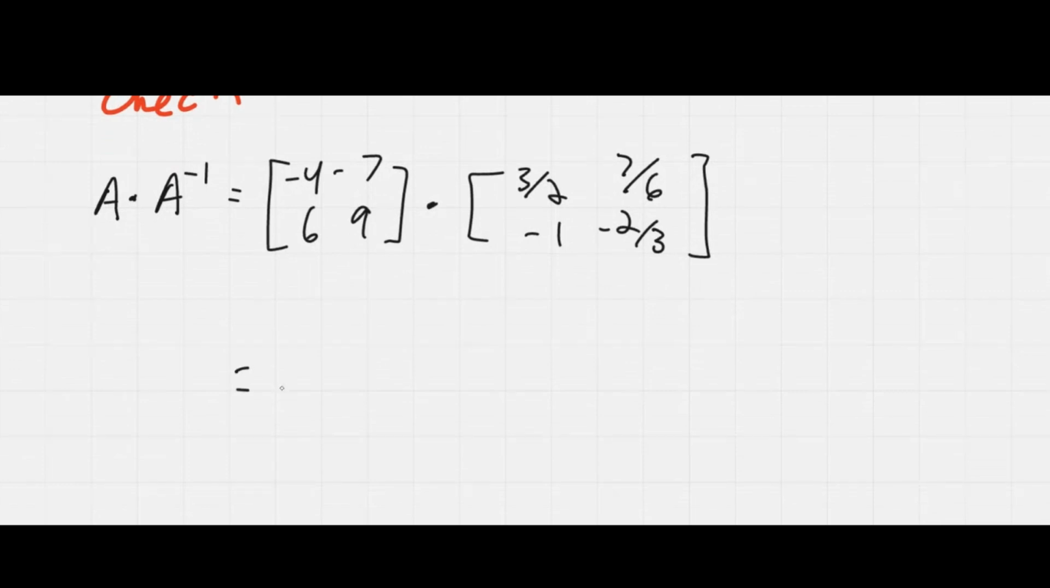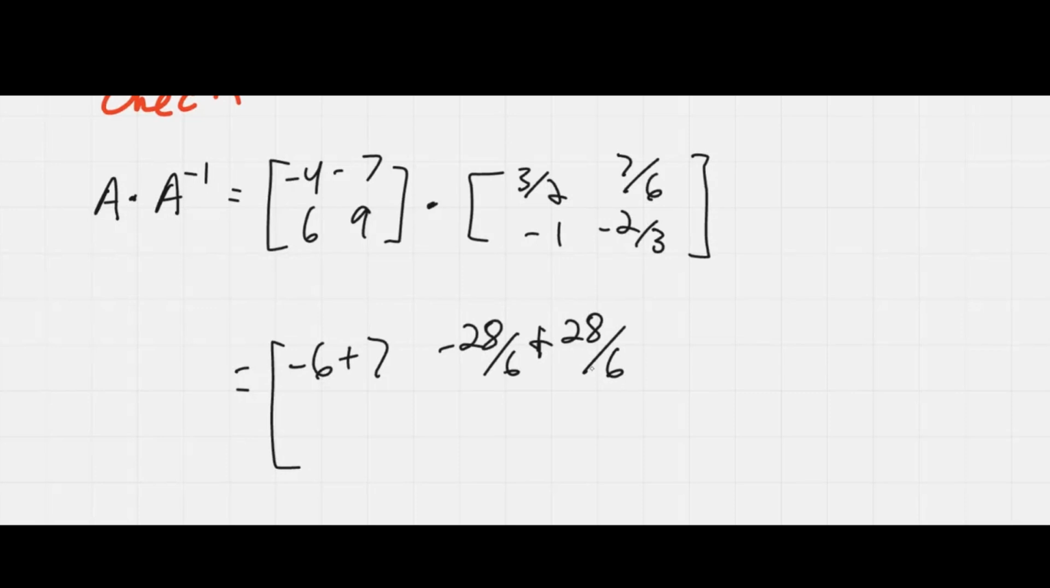Okay, so what we first need to do is multiply the negative 4 by the 3 over 2. What that results in is negative 12 over 2, which is negative 6. Add that to negative 7 times negative 1, which is plus 7. All right, so that's the first value over there. The second value is negative 4 times 7 over 6, which is going to be negative 28 over 6. And then we also have negative 7 times negative 2 over 3, which is going to be 14 over 3. So we're adding that over. Actually, we can simplify that a little bit to be 28 over 6 as well, because 14 over 3, multiplying both the numerator and denominator by 2, becomes 28 over 6.